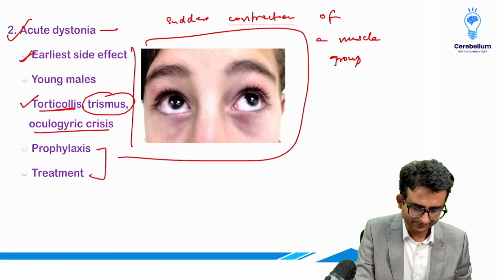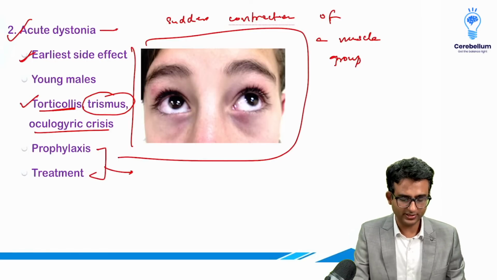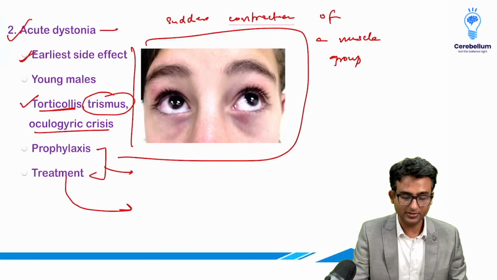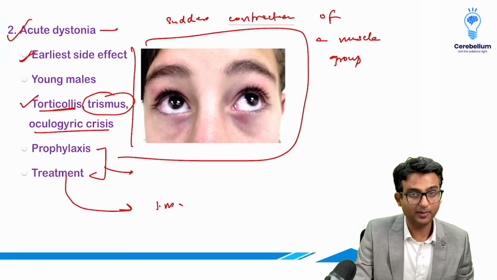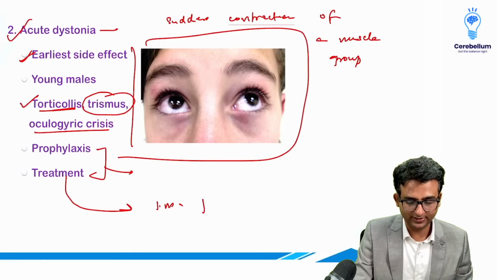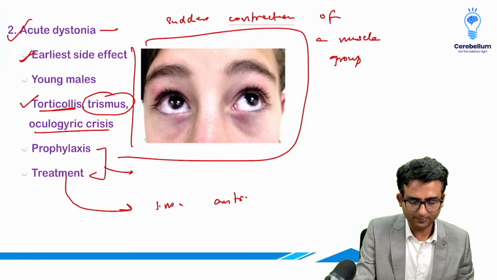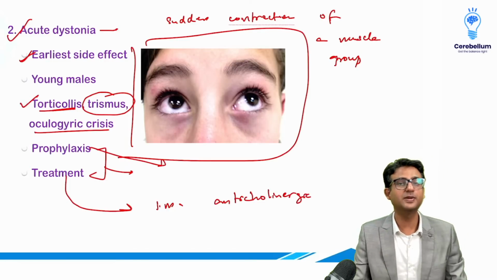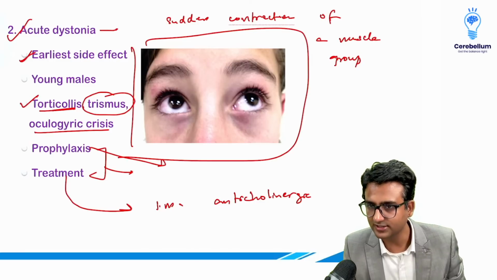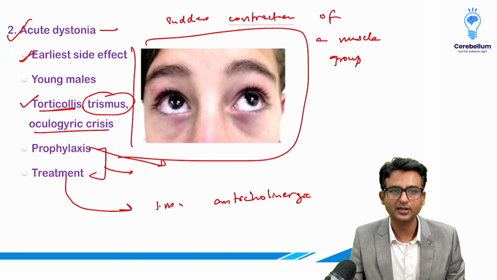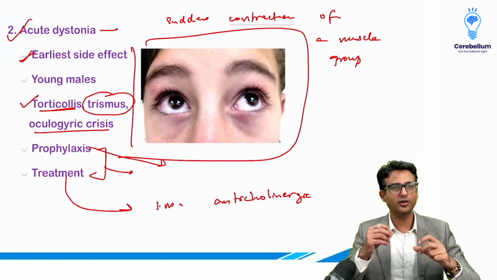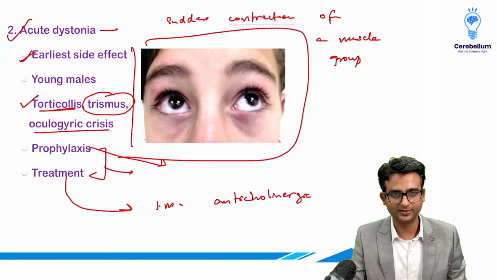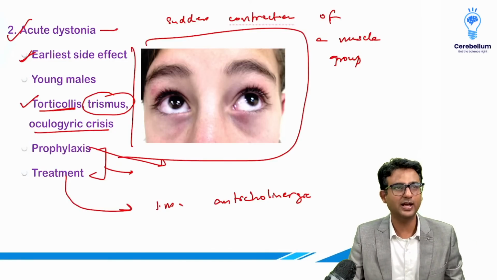Treatment क्या है? Same. You give anticholinergics. But if the patient comes to you with upturned eyeballs, you have to give an intramuscular anticholinergic, like IM promethazine. Similarly, आप prophylaxis में भी you also give the anticholinergics, right? Important question, याद रखना है. Patient given antipsychotics, sudden upturning of eyeballs, sudden torticollis, treat with intramuscular anticholinergics.